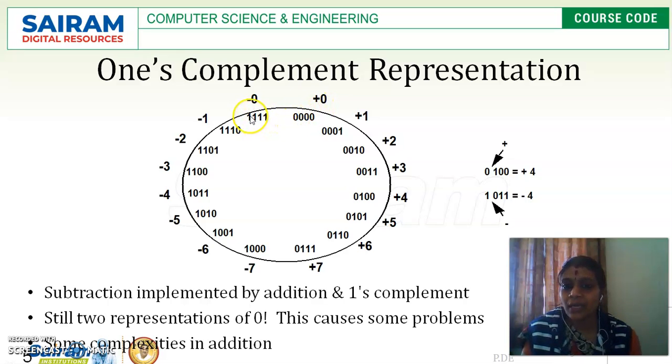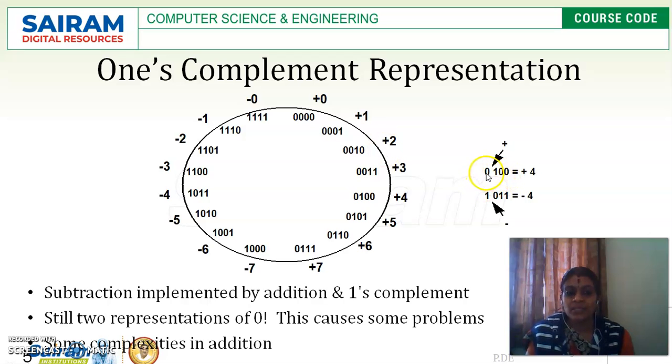Then if I am making all this as a 1, it is considered for minus 0. And for plus 0 it is 0000, for minus 0 it is 1111. Okay, so this is the ones complement representation.